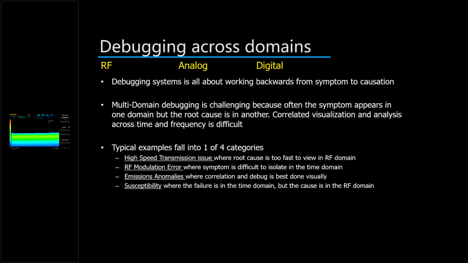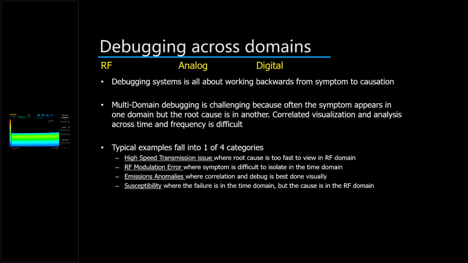So, and then we'll see a couple of different types of what I'm going to call emissions anomalies, where we have some emissions that are coming out of our product, and how we find the root cause of those to really improve our test in a pre-compliance mode. How do we improve our device operation to get rid of these anomalies?